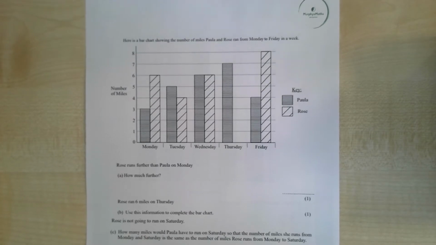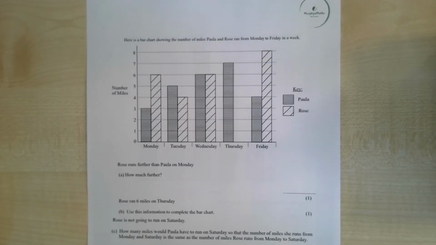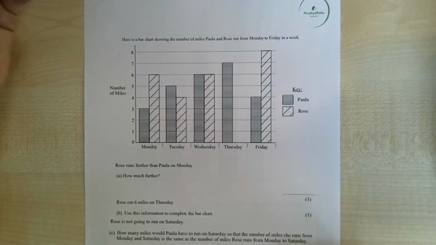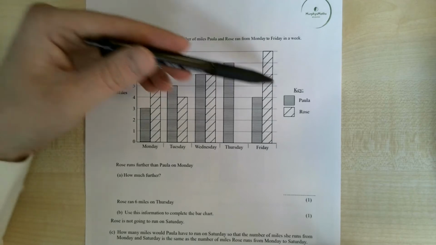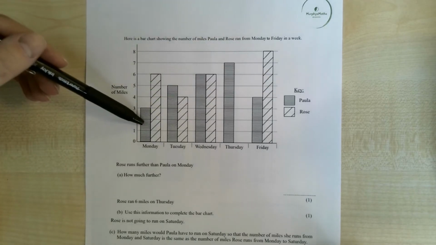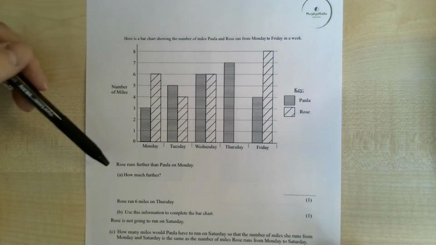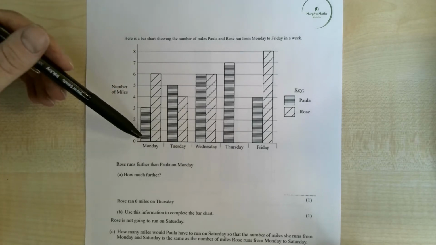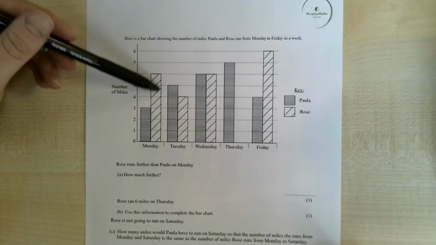So in this bar chart we're told that it's the number of miles that Paula and Rose ran from Monday to Friday in a week. Note that Paula is this darker box, whereas Rose is the whiter one. Rose runs further than Paula on Monday. How much further?